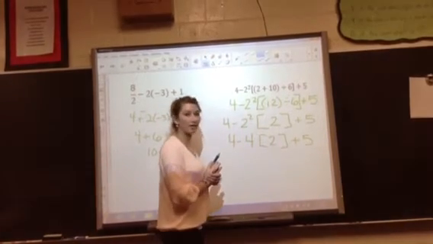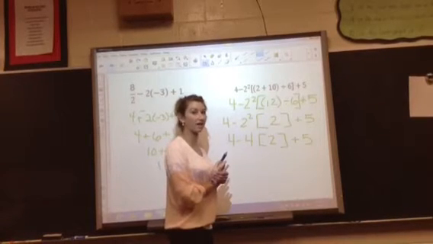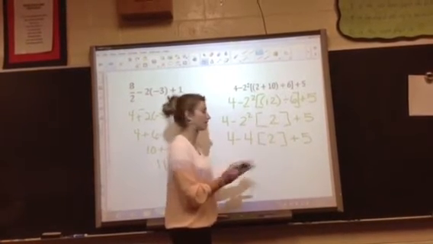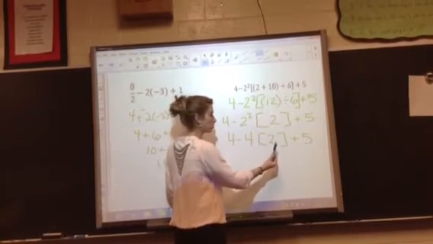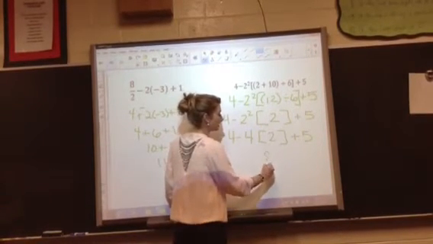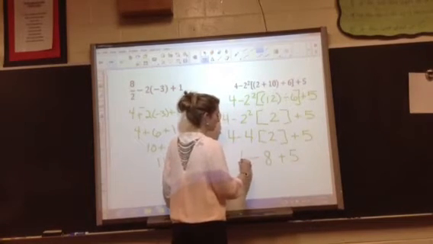The next thing that we have in the pyramid of power is the M or D, multiply or divide, in order from left to right. In this, we only have multiply. 4 times 2. 4 times 2 is 8. Pull down everything else just as you see it.